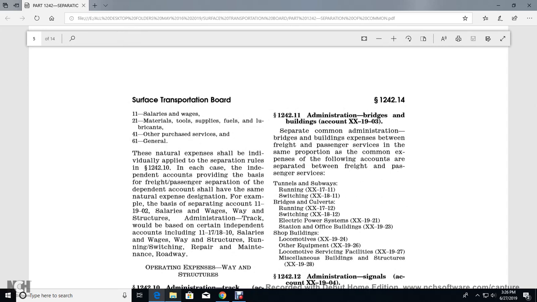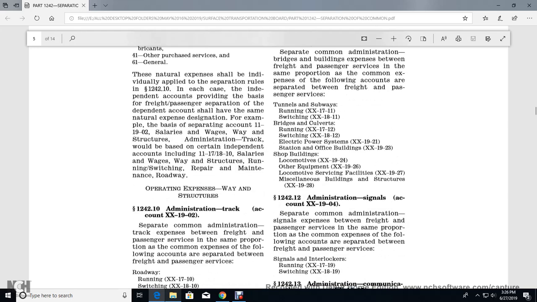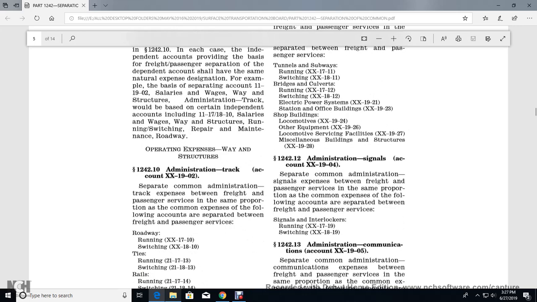Or national expenses individually applied with the separation rule 1242 with the intent with each of the case independent accounts provided the base of the freight passenger separation dependent accounts shall have the same natural expense designated. For example, base separation accounting 111902, the salary wages with the structure of the ministry of the track, will be based on the certain independent account with 11171810 salaries wages and wage structure of running switching repairing maintenance road operating expenses way and structure. 1242.10, administrative of the tracks accounting XX 1902, the separating common administrative of the tracks expense of the freight with the passengers for the same, the proportional with the common expense.